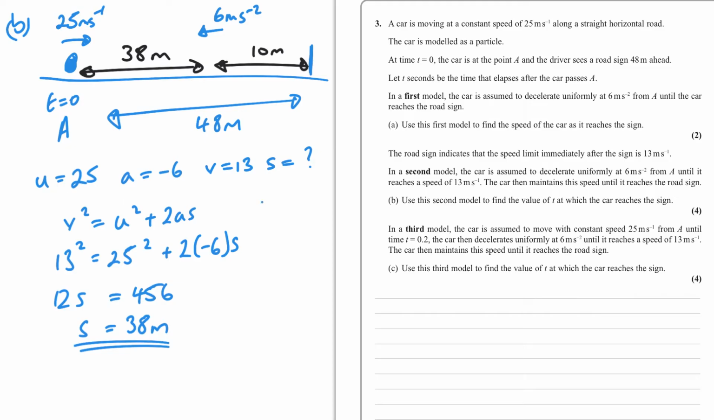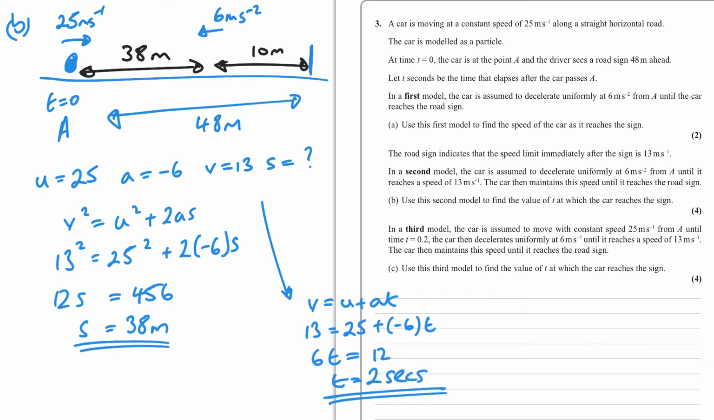So let's look at the time that it took to do this first section. So what links u, a, v and t? So v equals u plus at. v we know is 13, u was 25, a was negative 6, and that's then times by t. So we get 6t equals 12, so t equals 2 seconds. So that's that first section.